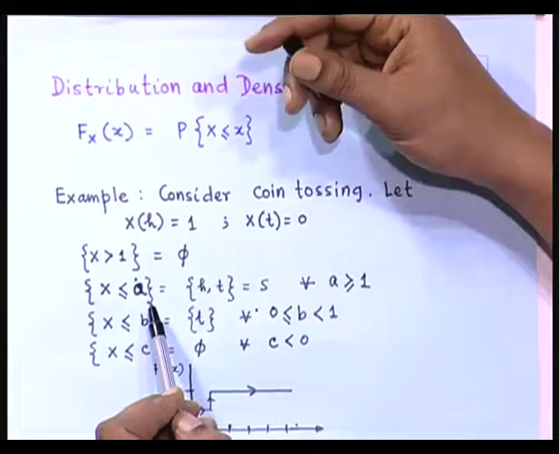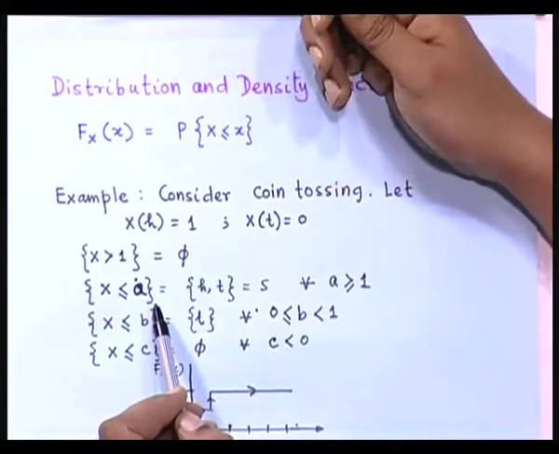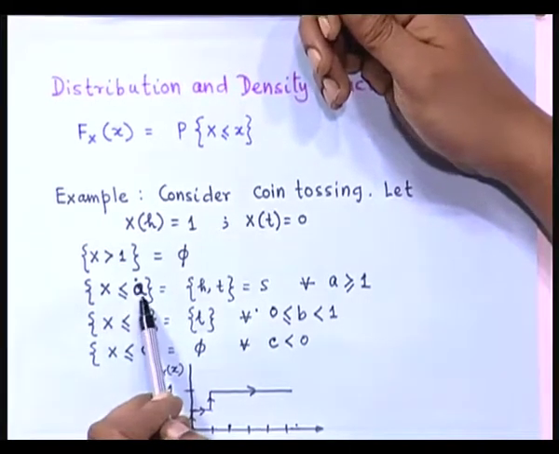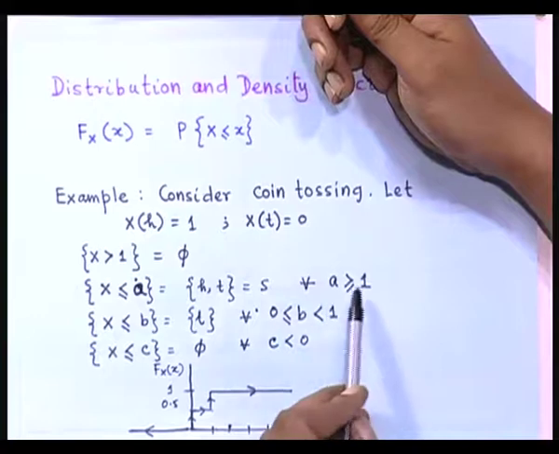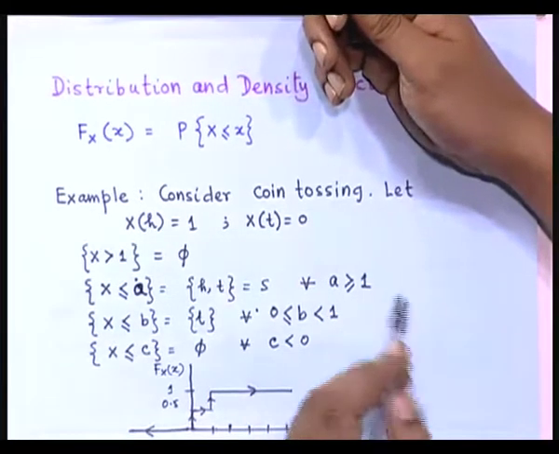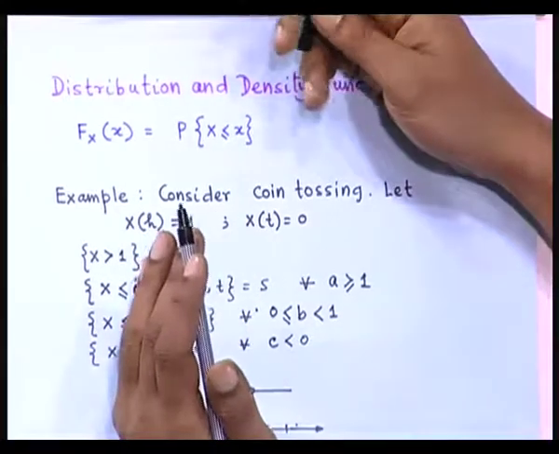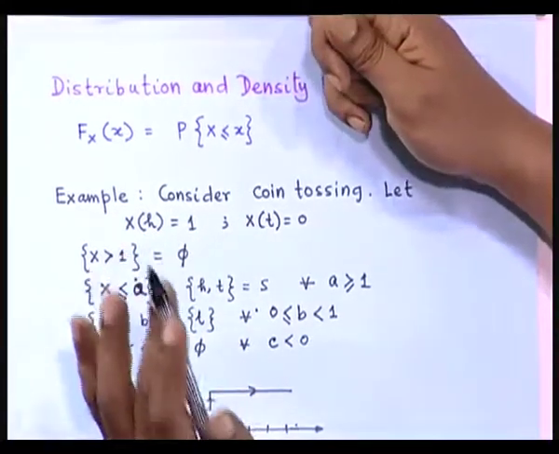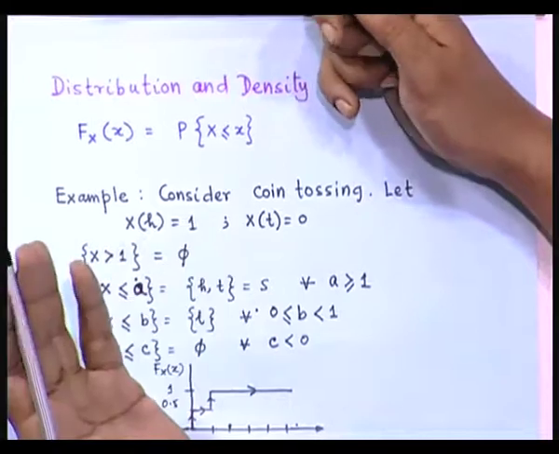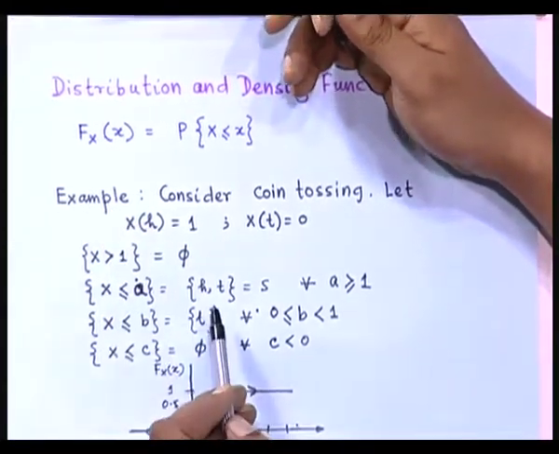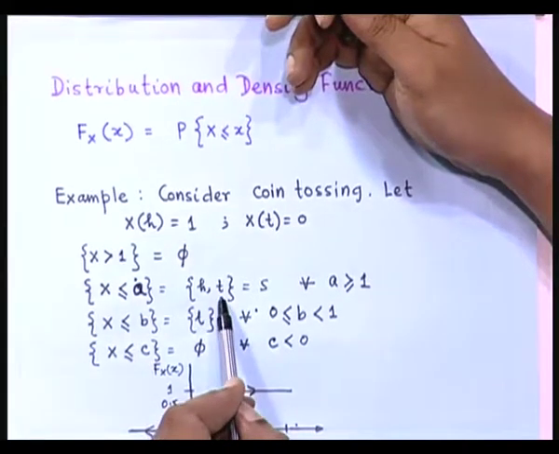So you said for a greater than 1, head and tails. No, it will only be heads. No, x is less than or equal to a and a is greater than or equal to 1. What does it mean? Let a be 1.5. So x is less than or equal to 1.5. This is always satisfied because x can be either 0 or 1. So the set of events which will satisfy this is h and t.